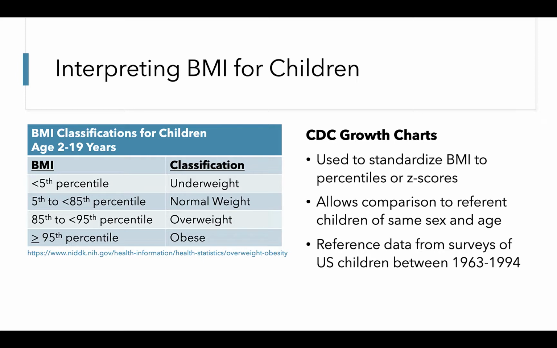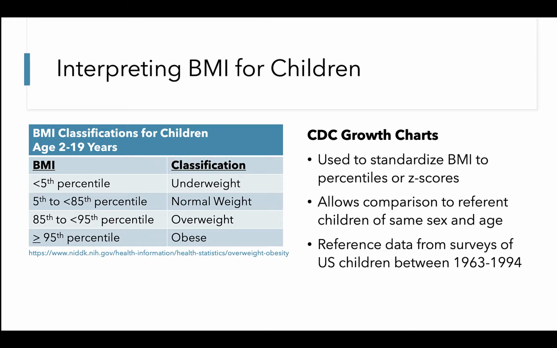The reference data for these classifications come from surveys of U.S. children that were conducted between 1963 and 1994. This sample is considered to have a more normative distribution of weight status than present-day children because rates of overweight and obesity were much lower back in the 60s, 70s, and 80s compared to present day.